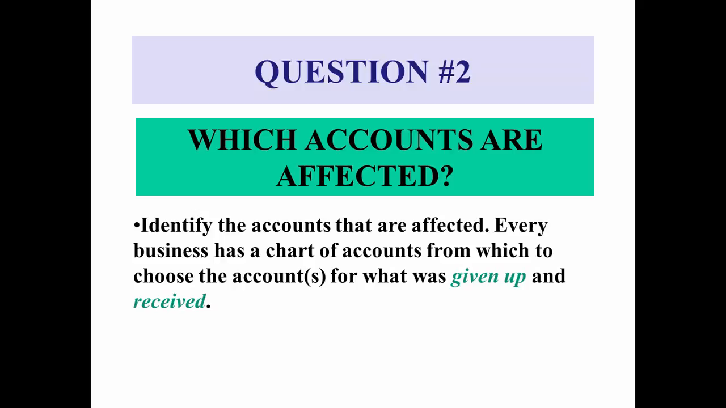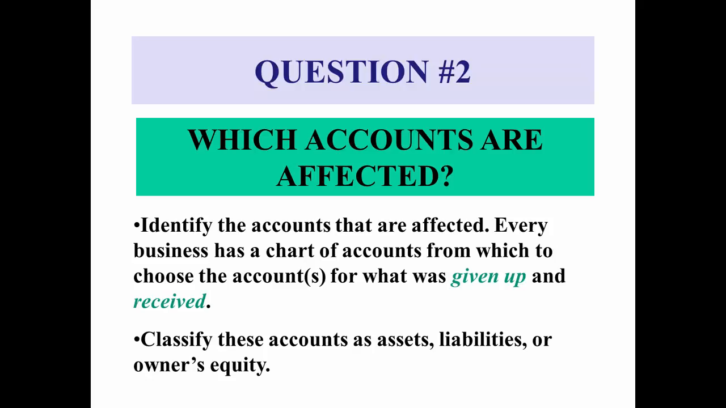So here we're going to look in that chart of accounts. We look back at question 1, what did the business give up, and we find an account that matches that. We look back at question 1 and ask, what did the business receive? Now we look in the chart of accounts and find an account that matches that one. And then we have to say, what kind of accounts are these? Is it an asset, a liability, or an owner's equity?